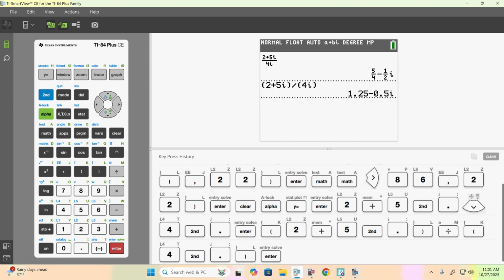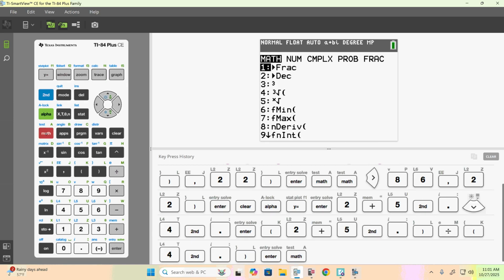0.25 minus 0.5. All right, we're going to do one more thing. Math. To get to here, hit math. There's a button on the screen. So the division.